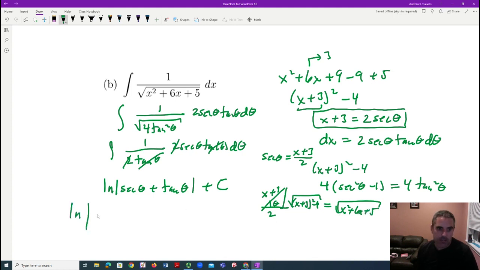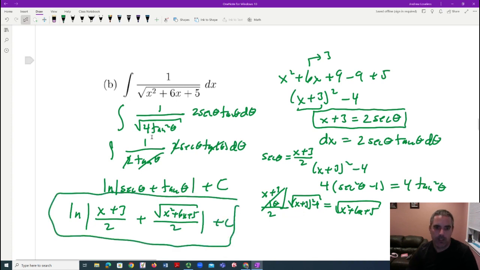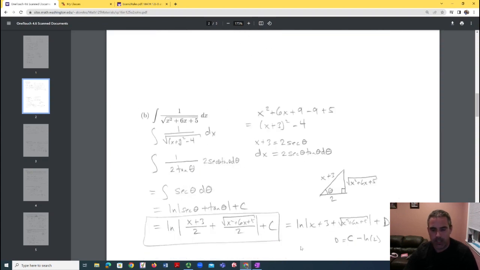Secant is x plus 3 over 2. Tangent is this other thing, square root of x squared plus 6x plus 5. You don't have to simplify it. Done. Okay, let's double check there, make sure I didn't do something silly. Got it. Okay, let's keep going.